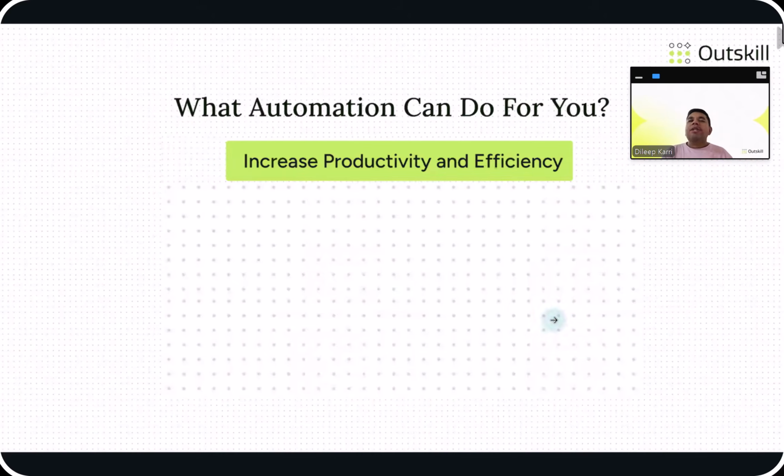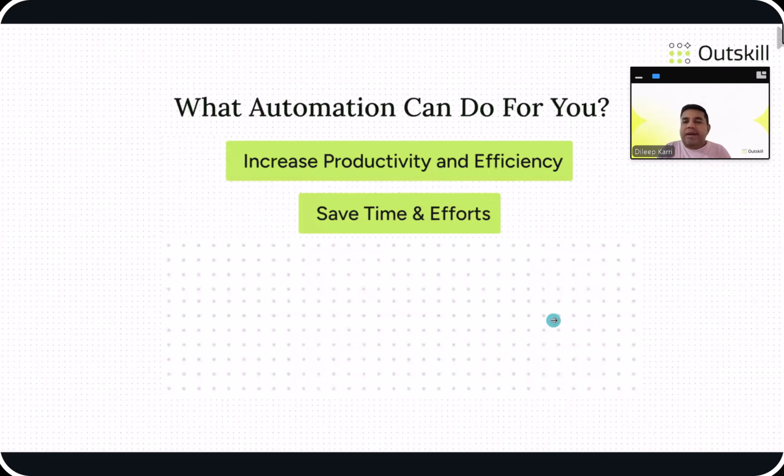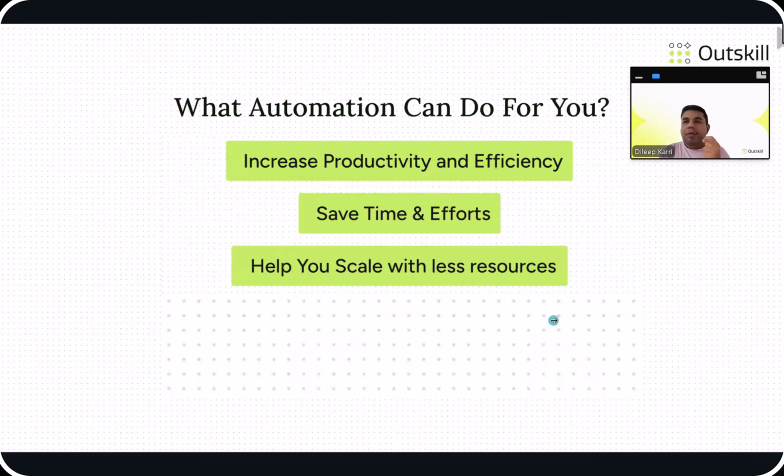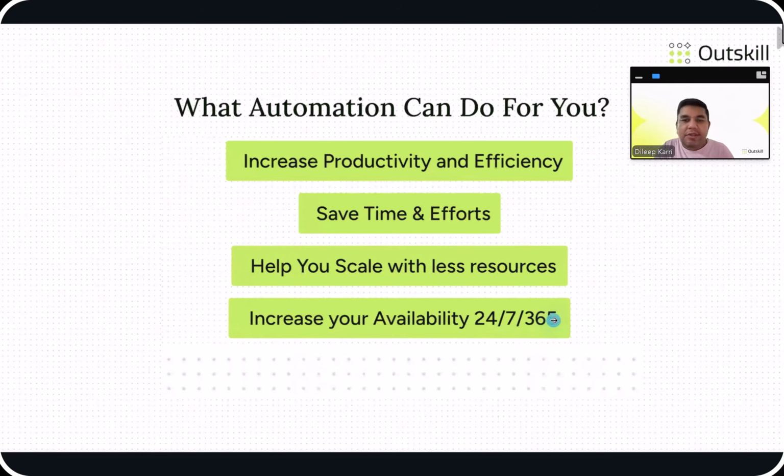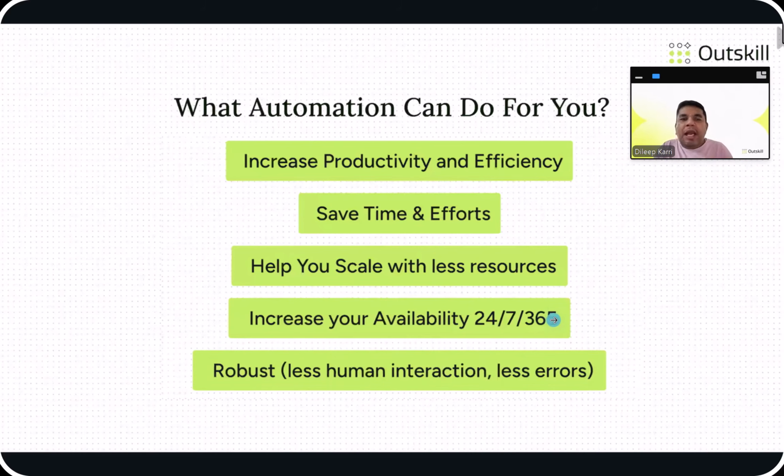So, what can automation do for you? It can increase your productivity and efficiency, save time and effort, help you scale with very few resources, and increase your availability 24 by 7. It is very robust, with very little human interaction and a lot fewer errors overall. So, this is what automation can do for you.